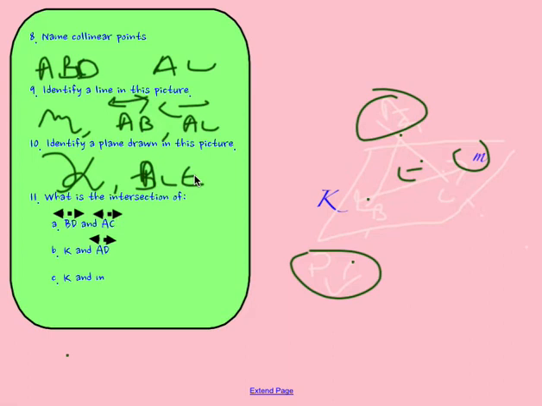Okay, so let's take a look at number 11. What is the intersection of BD, which is this line here, and AC, which is this line here? You'll notice that they intersect, and they intersect at the point A. So that's point A.